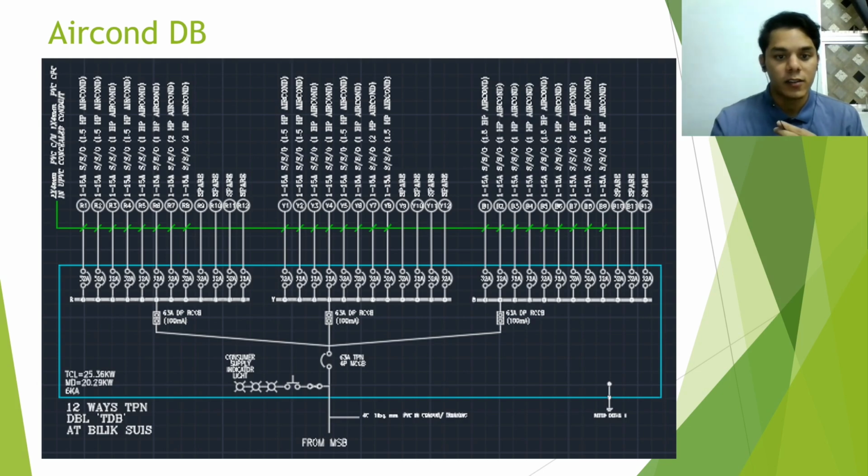The RCCB for red, yellow, blue, we choose 63 ampere also, and the sensitivity is 100 milliampere. For the MCB aircon, we usually use 32 ampere. Same as the lighting DB, we put 3 or more spare circuits for red, yellow, and blue for future load.